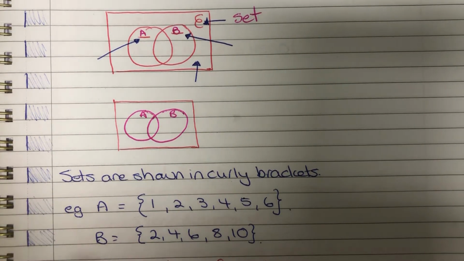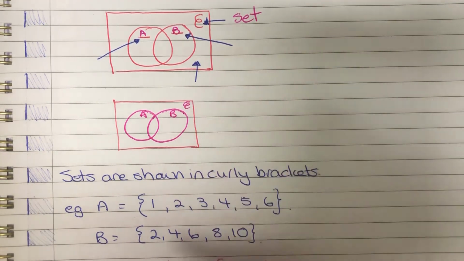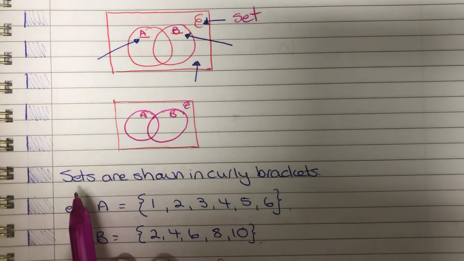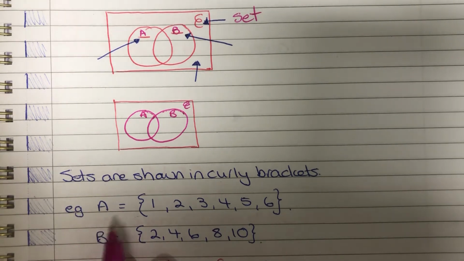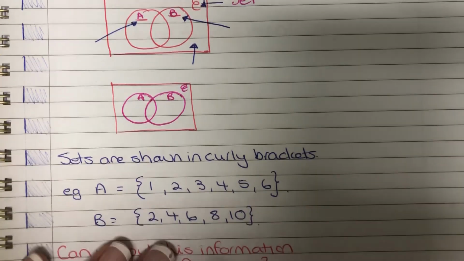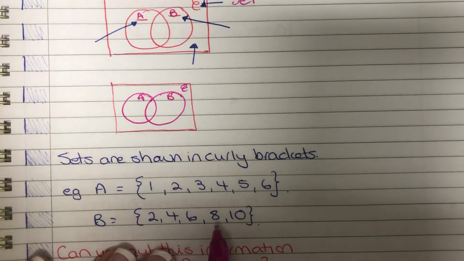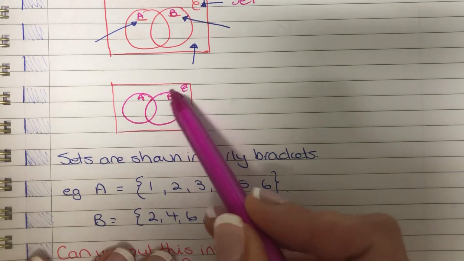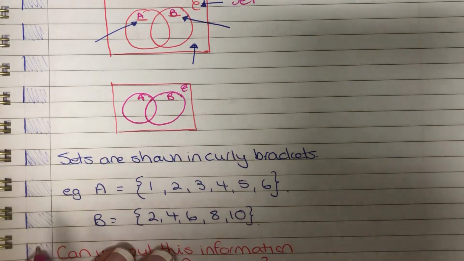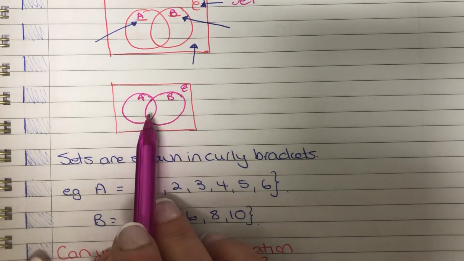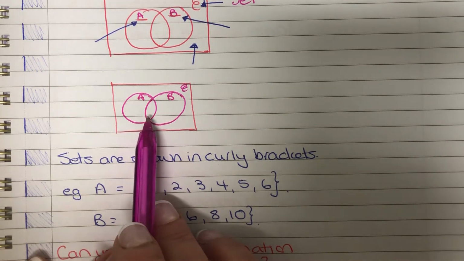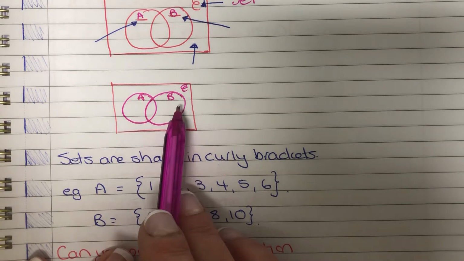Now sometimes you get a list and you have to put the list of numbers in. So have a look at this example. A is 1, 2, 3, 4, 5, 6, and B is 2, 4, 6, 8, 10. What we're going to do is we're going to have a look at these circles. Now the first part you always want to do for the circles is the middle part. And this overlap is where we put anything that is in A and it's also in B.